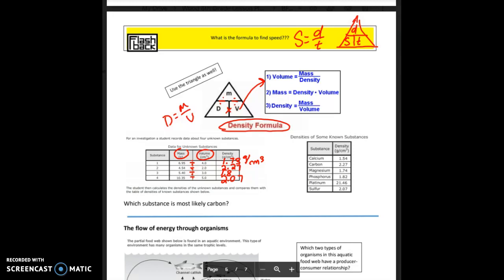Here are some densities of some known substances. The question asks which substance is most likely carbon? Well, carbon has a density of 2.27, and substance number 2 has a density of 2.27, so substance number 2 is likely carbon since the densities match.